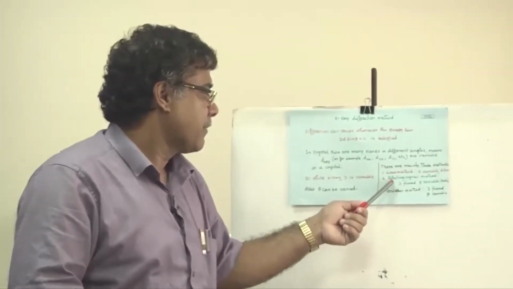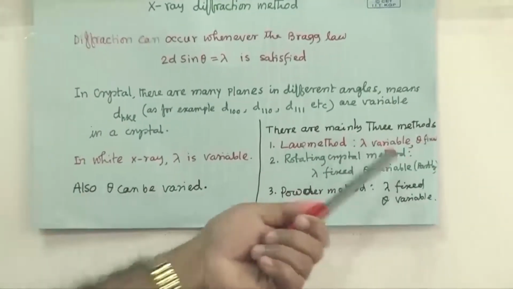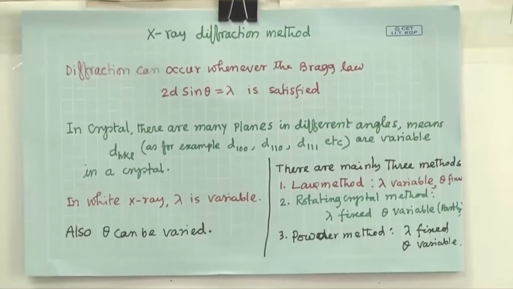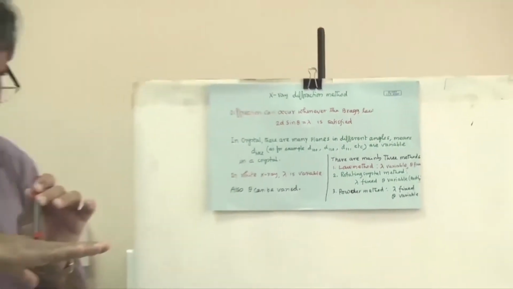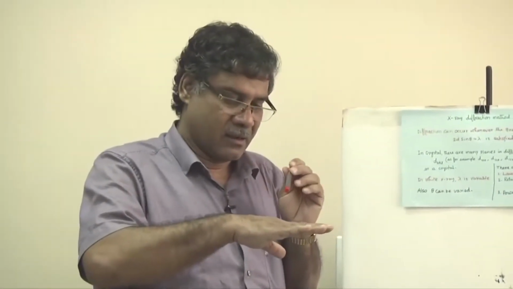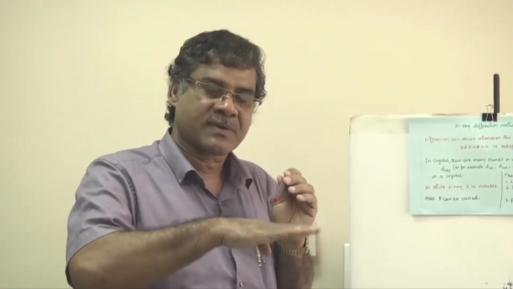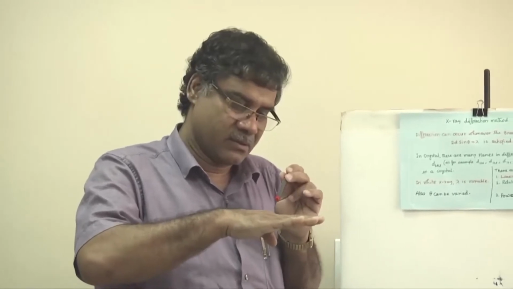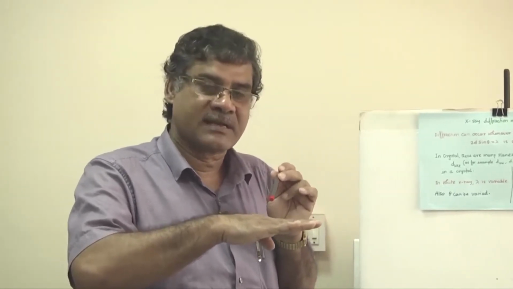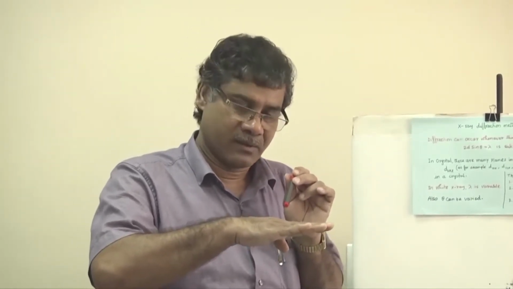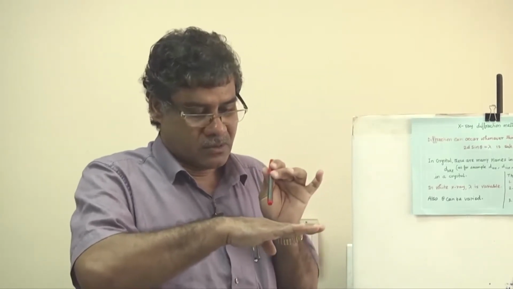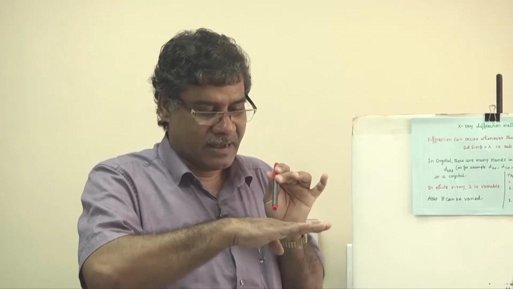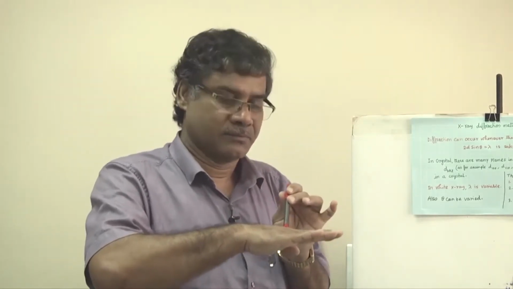Another method is called the rotating crystal method. In the rotating crystal method, lambda is fixed, meaning white X-ray is not used. Using an absorption filter, one wavelength is chosen, generally K alpha wavelength. So, lambda is fixed. X-ray of a particular lambda is falling on the sample.